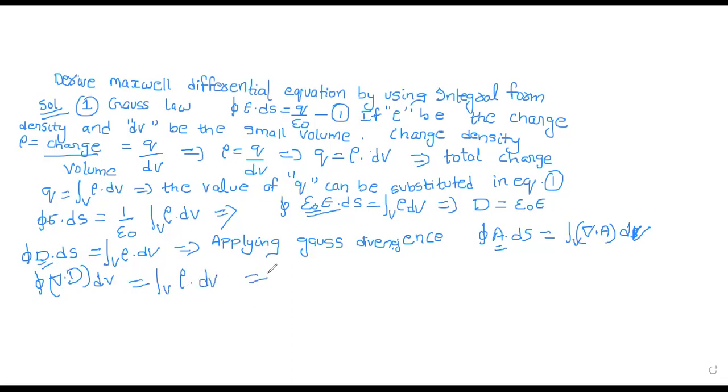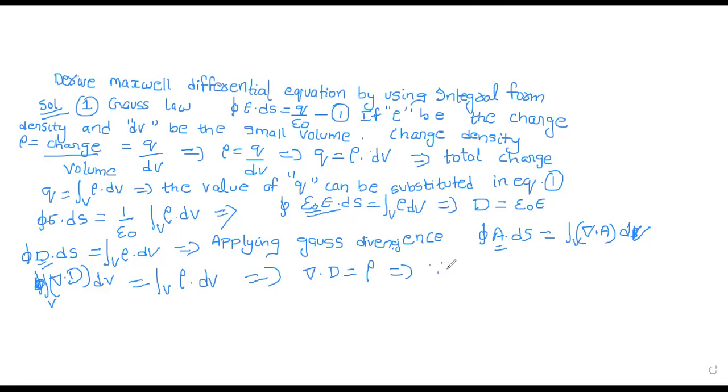So I think now you have a very clear idea. This is a volume integral on the LHS, and the RHS is also a volume integral. So dv gets cancelled. So can I write del dot D is equal to rho? Clear, everybody?